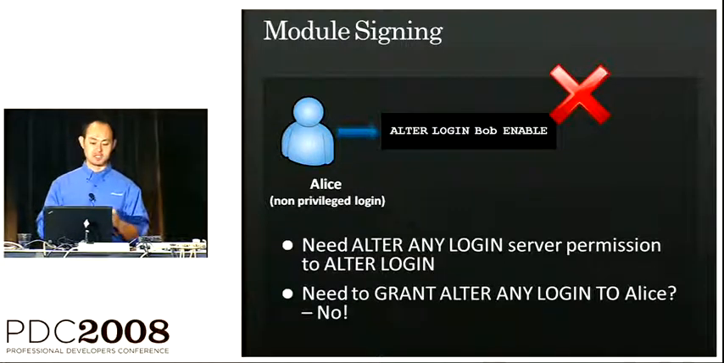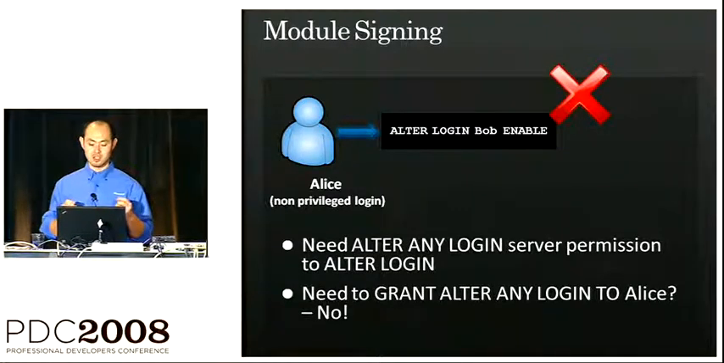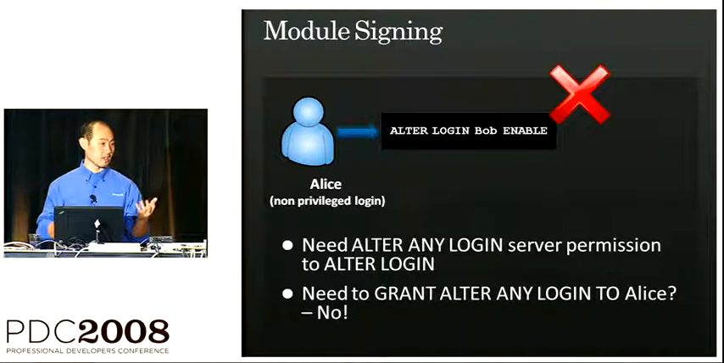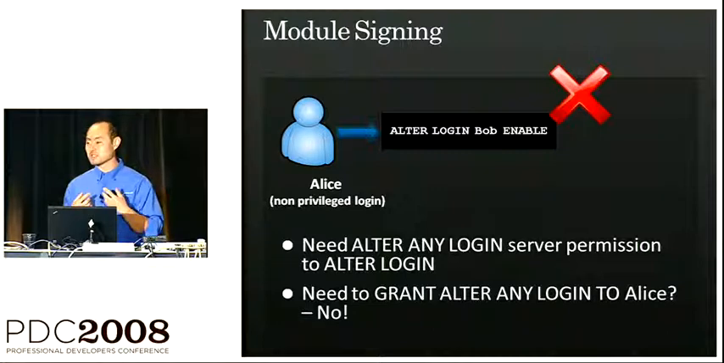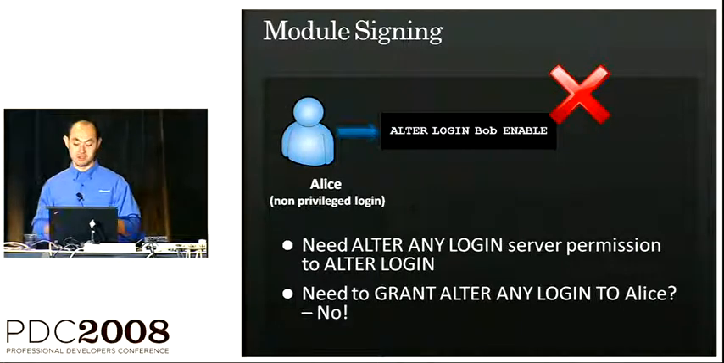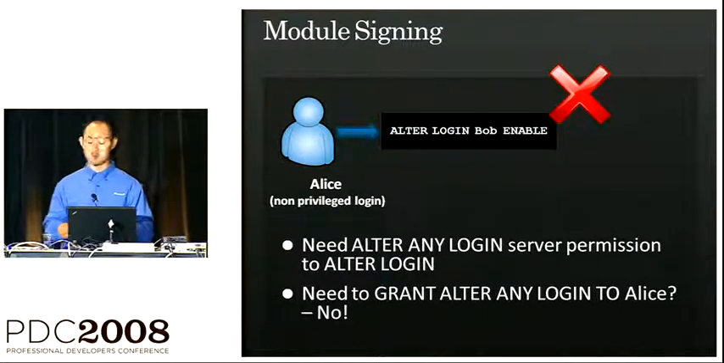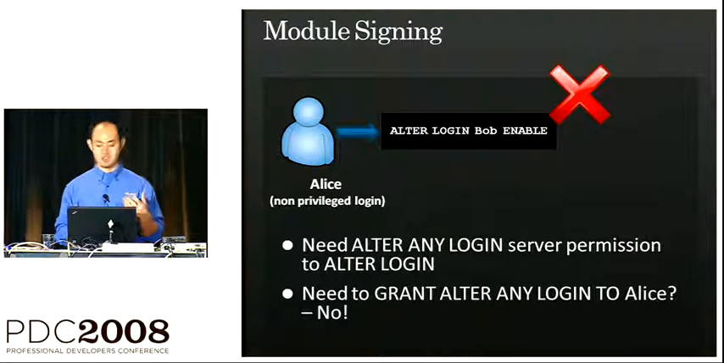The reason it fails is that in order to do this, Alice needs the ALTER LOGIN server permission, which she doesn't have. Do we want to grant this permission to Alice? Well, probably not, because it's actually a fairly powerful permission. She'd have access to all the logins and be able to enable, disable, change passwords, whatever she wants. So it's a very, very bad permission to give to any arbitrary person.